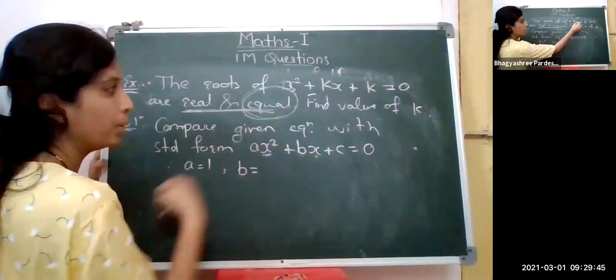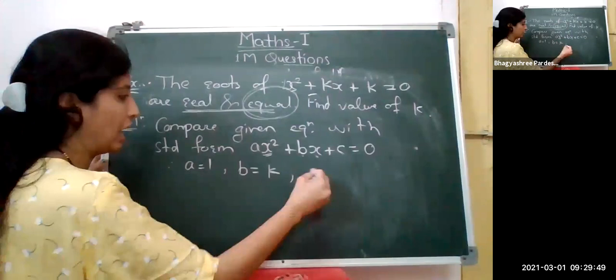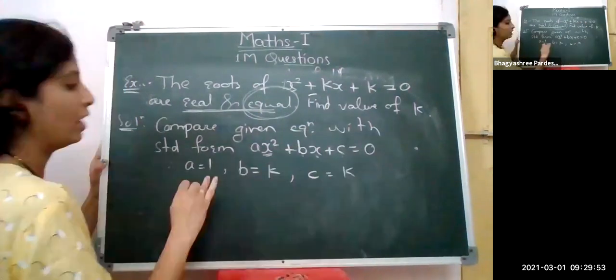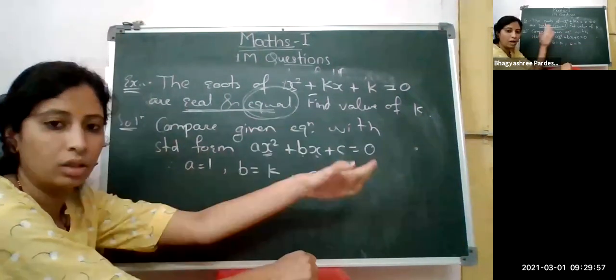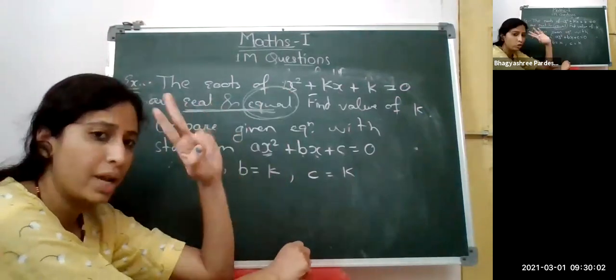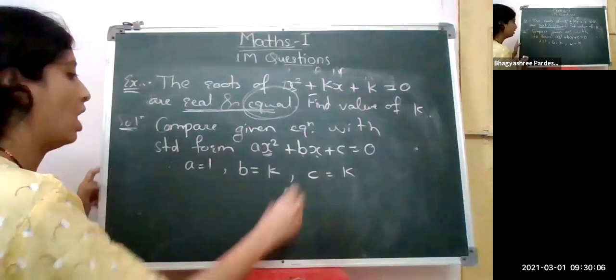is b. Here the coefficient of x is k. So b equals k. And finally c is the constant. In this, the constant is k. So we got the values of a, b, and c. The first important thing: once you get the values of a, b, c, you get half marks here. This type of question can be asked for 2 marks also. So for a, b, c, we have got half marks here.